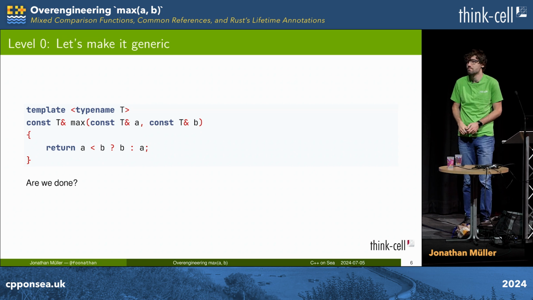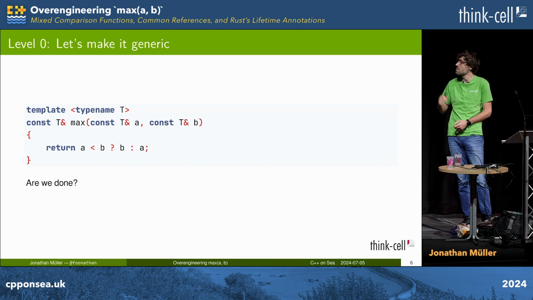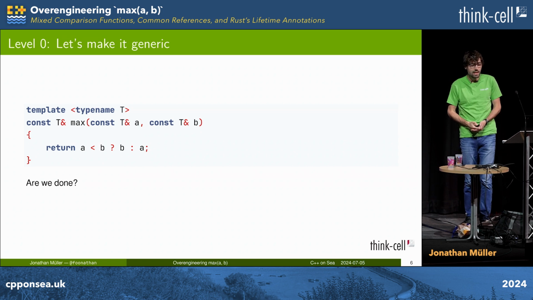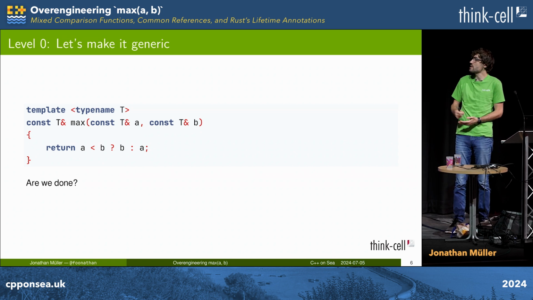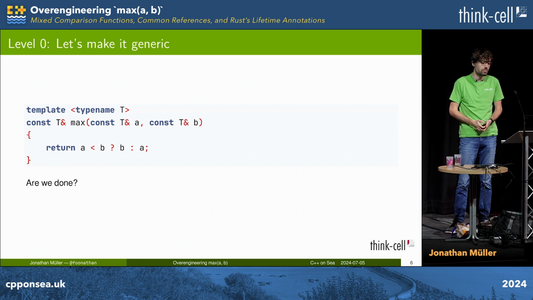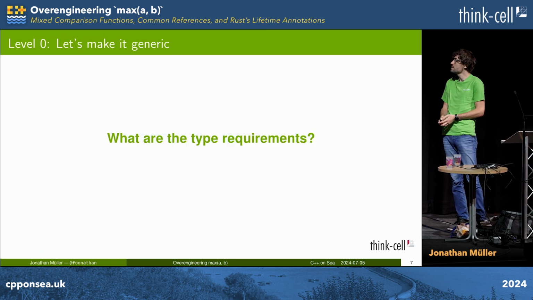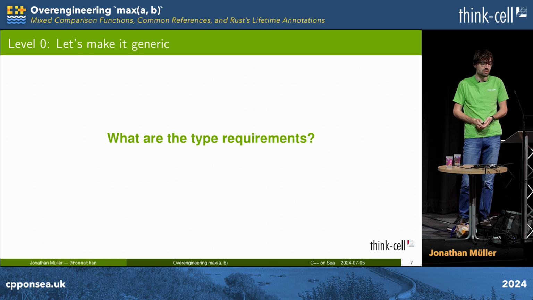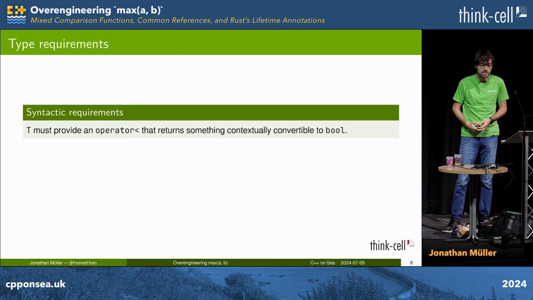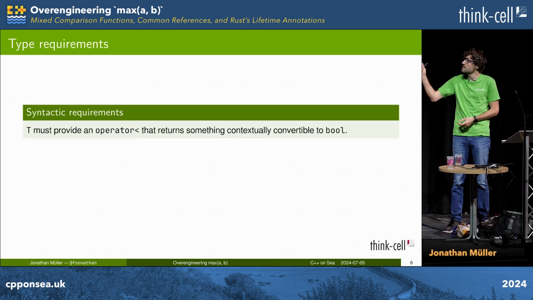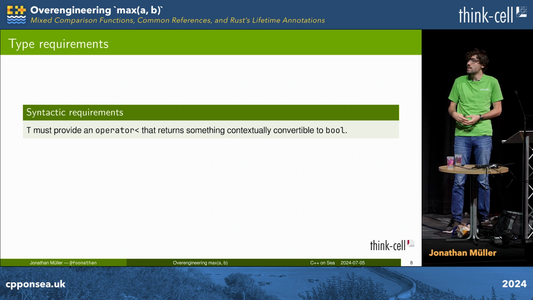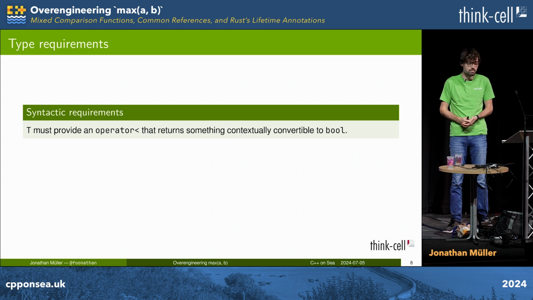Are we done? Is this a generic version of max? And the answer is no, because every time you write a generic function, you need to ask yourself, what are the type requirements? We cannot just pass any type to max. It has to fulfill certain requirements. For example, we've got syntactic requirements. The type T must provide an operator less than that returns something contextually convertible to bool. Otherwise, we can't do comparisons.